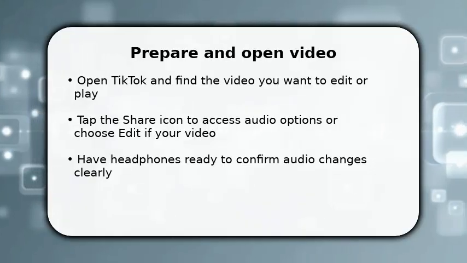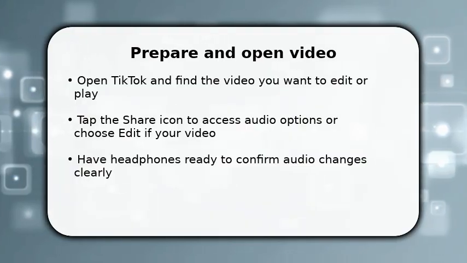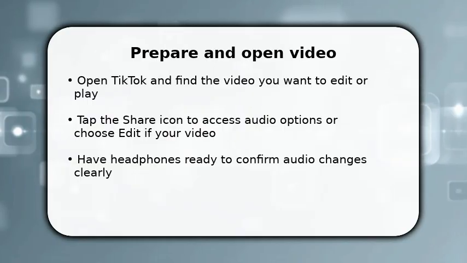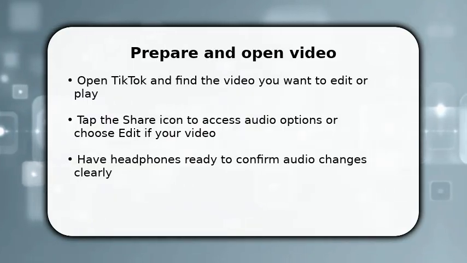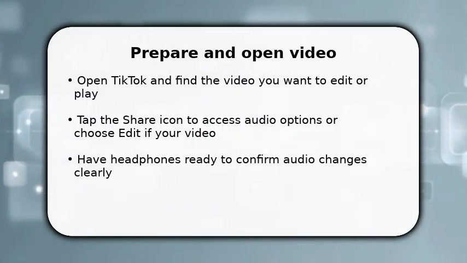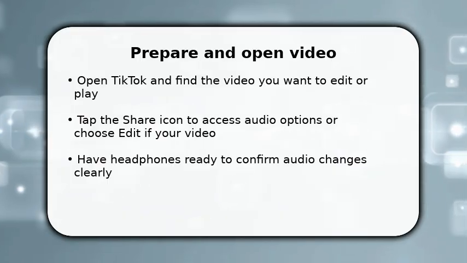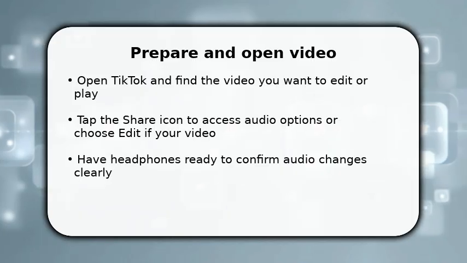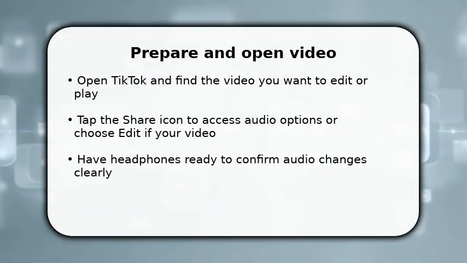You start by opening TikTok to the specific video or your draft. Once there, tap Share or Edit to surface audio controls. This gives you direct access to the clip's soundtrack. Make sure you have headphones if you need precise listening. You do this because controlling source audio in-app prevents reupload issues and preserves video sync.